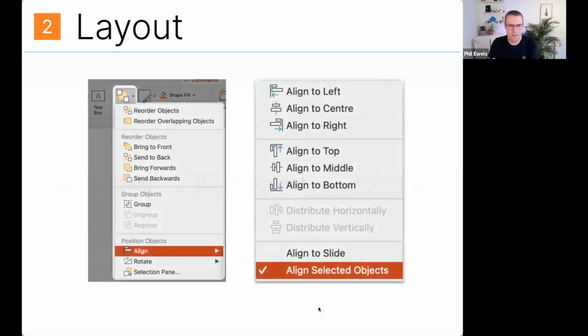For alignment, these set of tools are your friend. If you're not already very aware of them, you should be. Never let a PowerPoint slide go onto a screen without having.